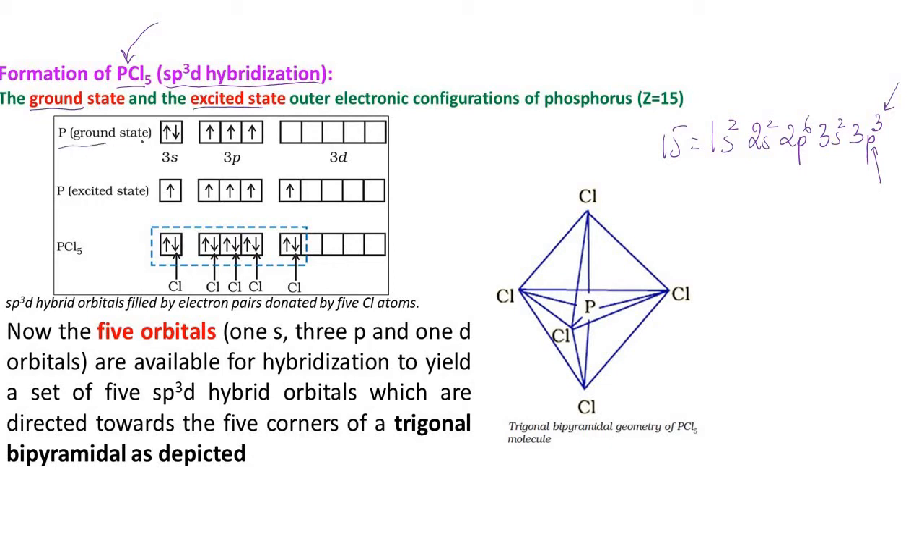If you see the ground state, here it is, and this is the excited state, right? Now what about this 3s and 3p? This 3s2 and 3p3 is called the valence shell. In 3s there are 2 electrons, and in 3p there are 3 electrons. This is the ground state. In the excited state, during hybridization, energy is exchanged between this phosphorus and the orbitals of Cl.